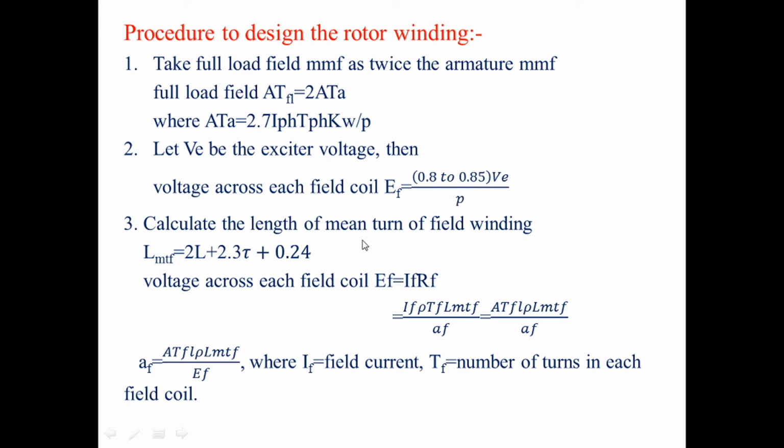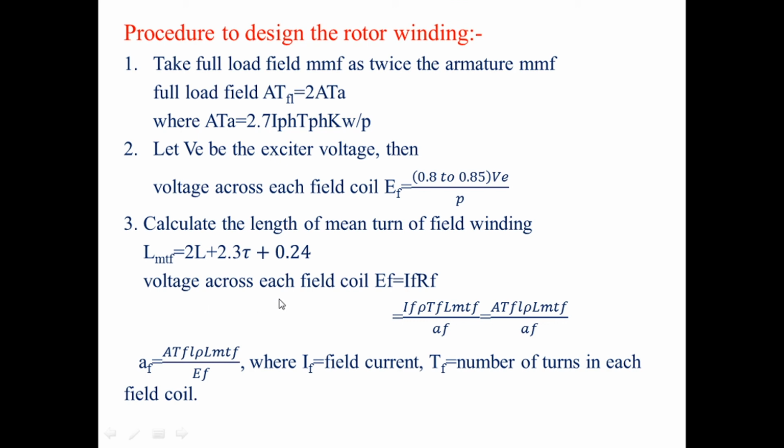Calculate the length of the mean turn of the field winding from this equation. The third step is to calculate the length of the mean turn of the field winding. LMTF, that is the length of mean turn of the field winding, is given by 2 into L, that is the core length, plus 2.3 into pole pitch, that is tau, that is pi d by p, plus 0.24. 0.24 is the insulation extension part, which we can consider to be around 0.24.